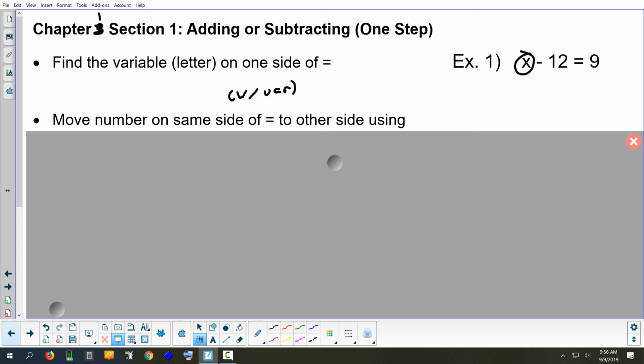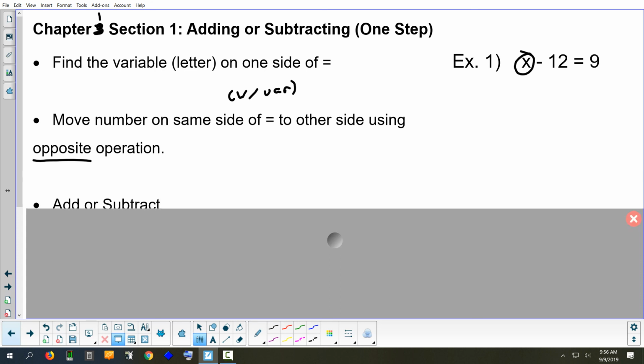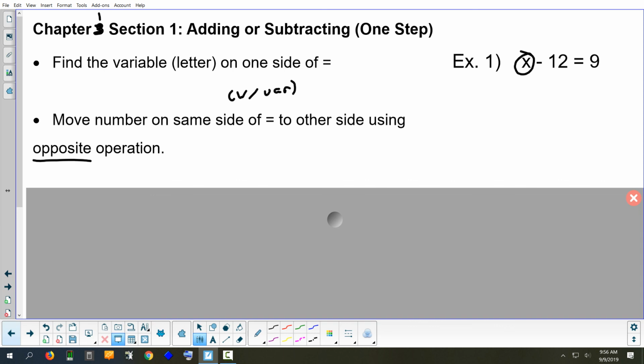Now, what did I say? When you want to move it, you always have to do the opposite. Opposite operation. We're dealing with subtraction in this problem. What would be the opposite operation? Addition. Those are the only two operations we're going to look at today, addition and subtraction. Tomorrow we're going to throw in multiplication and division, and then we're going to start getting into equations that have more complicated steps.